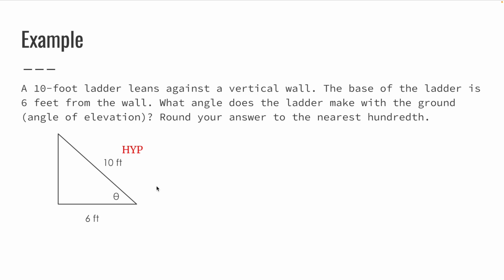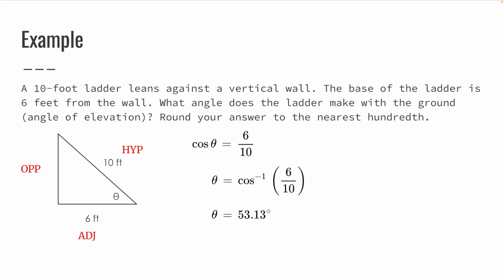I have the hypotenuse, which is always the easiest to label. This is going to be my opposite because it's opposite my angle, and this is my adjacent. So I'm looking at which trigonometric ratio uses adjacent and hypotenuse, and that is cosine. So I'm going to do cosine of our angle equals 6 over 10, adjacent over hypotenuse. To find our angle, I'm going to find the inverse, and I get 53.13. So the angle of elevation of the ladder is 53.13 degrees.